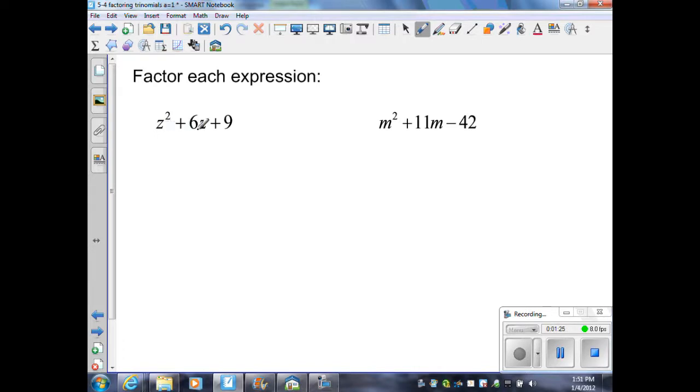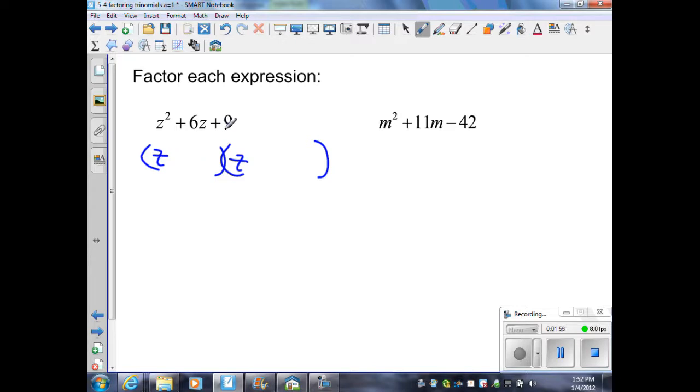Here we have z squared plus 6z plus 9. Again, I have a constant term that is greater than 0. So I'm going to have a product of factors, two sets of parentheses. And I'm going to break up z squared into z times z. Since this is greater than 0, I know that my symbols for my expressions are either going to be plus, plus, which would give me a positive 9, or a minus, minus, which would give me a positive 9.